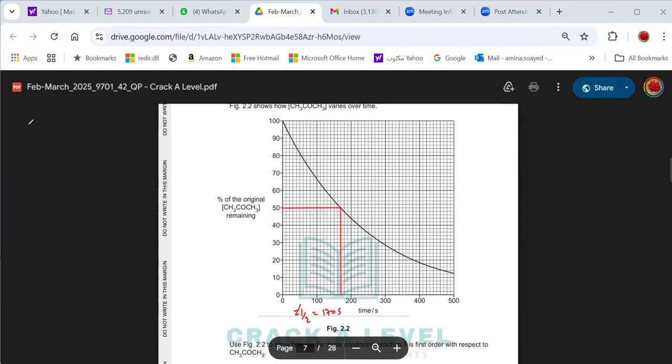And if we go from 50 to 25, so this is the 25. If we go from the 25 until we meet the curve and then go down, this will be 330. This is 330, right? So 330 minus the 170, we get 160. So almost they are equal. And this means that here we have 160 seconds. So this means that it's also first order with respect to propanone.